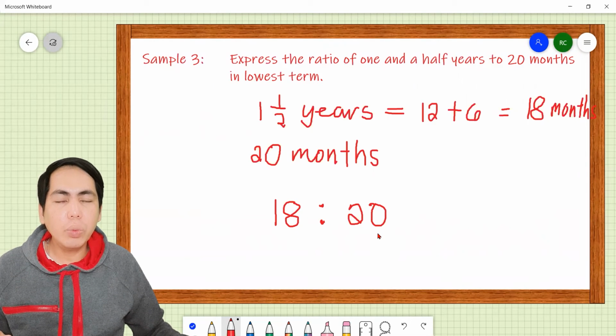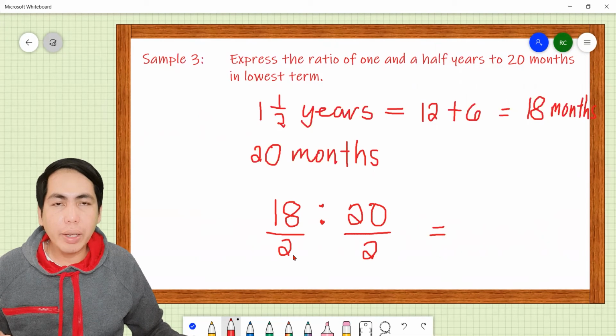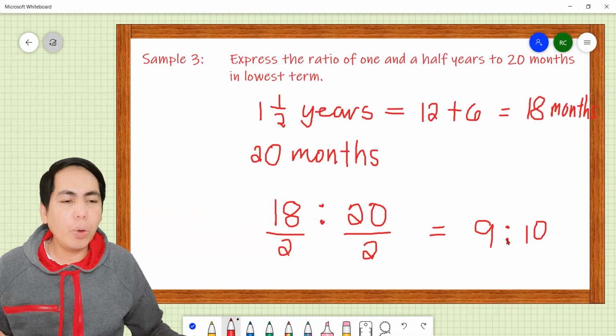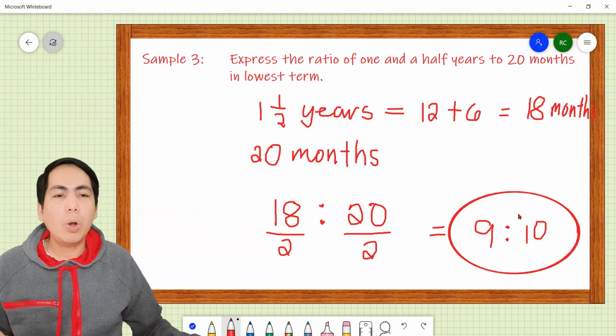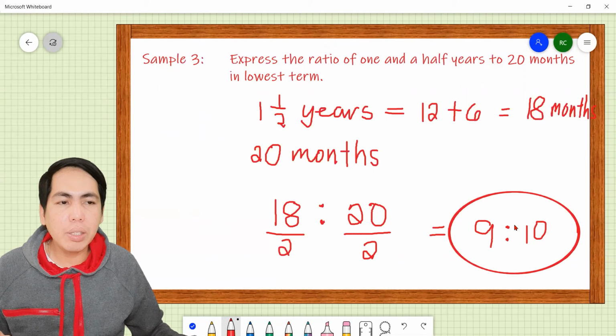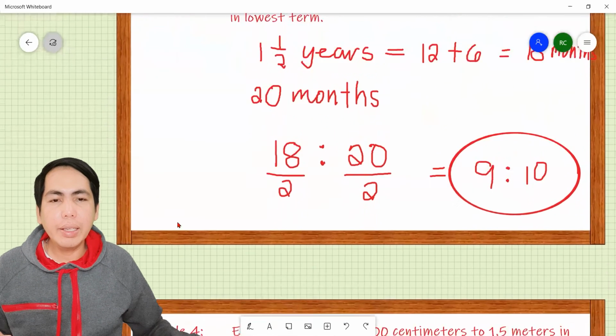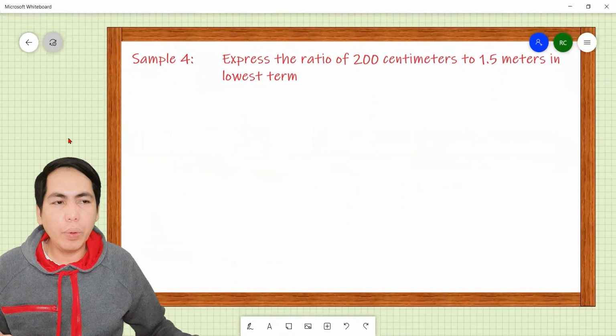Now, 18 and 20 can be divided equally by 2. So we have to divide each term by 2 since the GCF is 2. 18 divided by 2 is 9 and 20 divided by 2 is 10. So therefore, the ratio of 1.5 years to 20 months in lowest term is 9:10. Then finally, we have sample number 4.